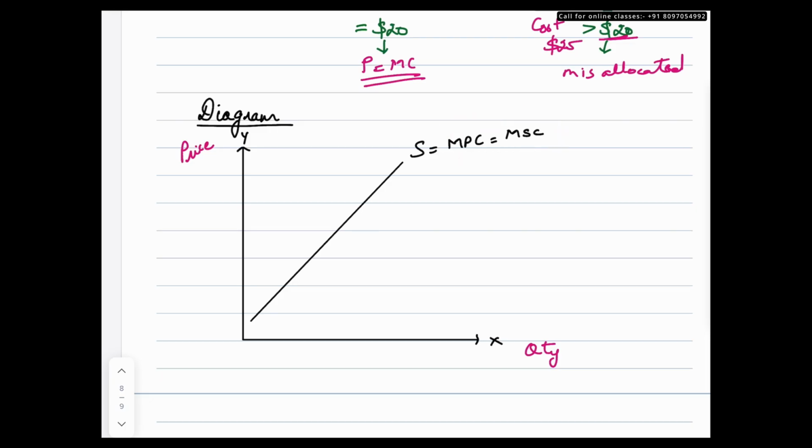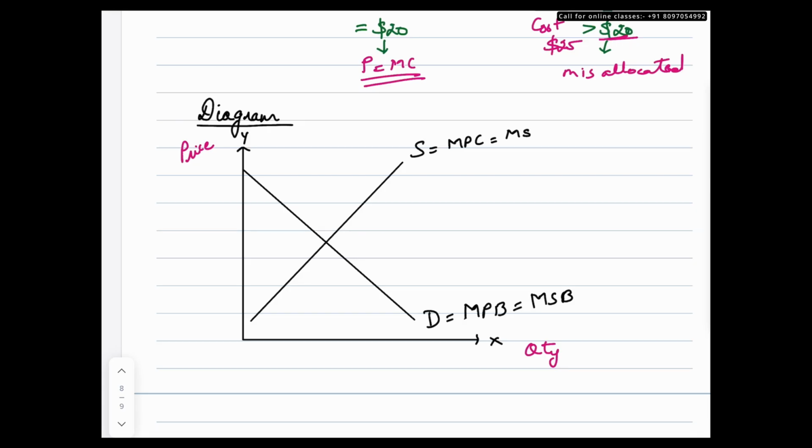MPC is marginal private cost, and it is basically the cost of production or consumption for the individual, that is a producer or a consumer. Marginal social cost, or MSC, is the cost of production or consumption to the third parties. Clear? Likewise, we have the demand curve. Let us say this is the demand curve. D is equal to MPB, which is the private benefit of production or consumption to the individual concerned, that is the producer or the consumer. MSB is the benefit for the third parties.